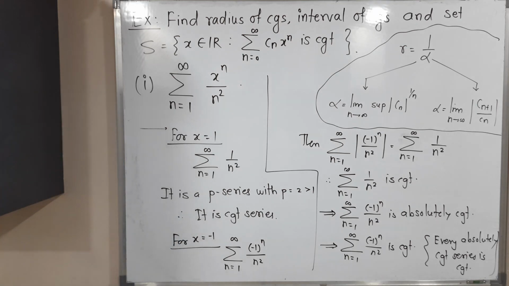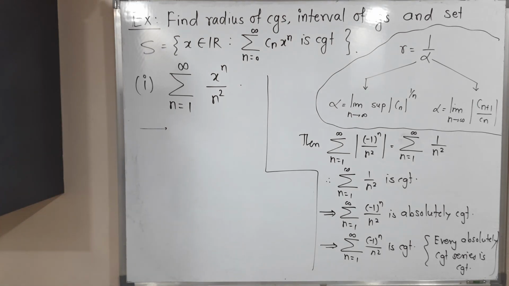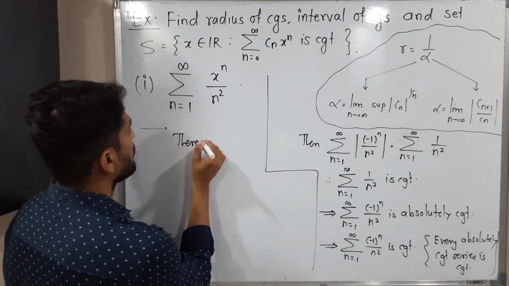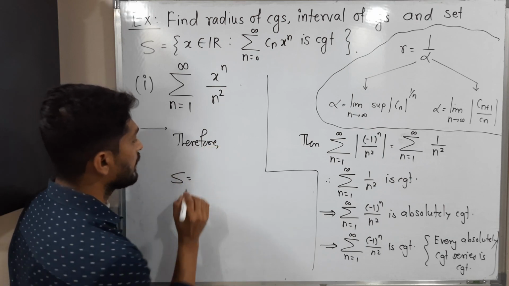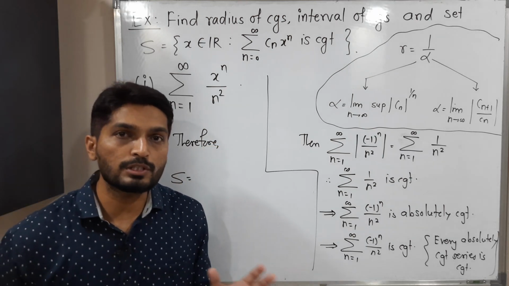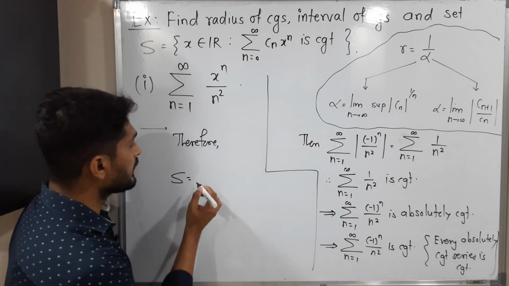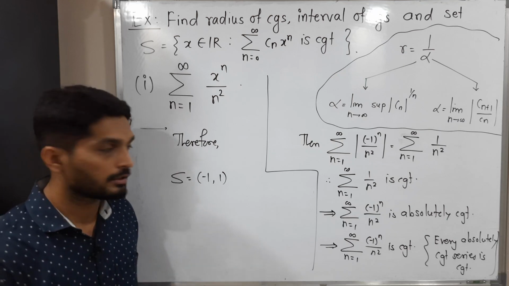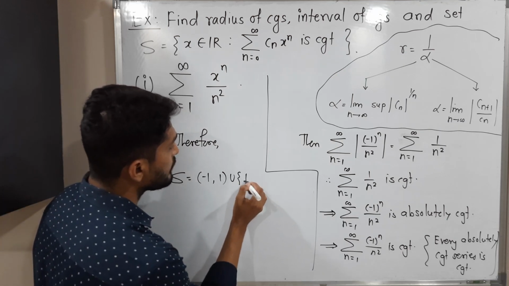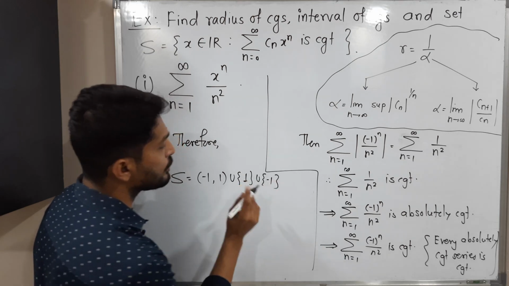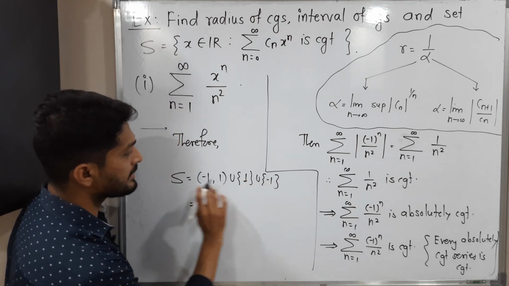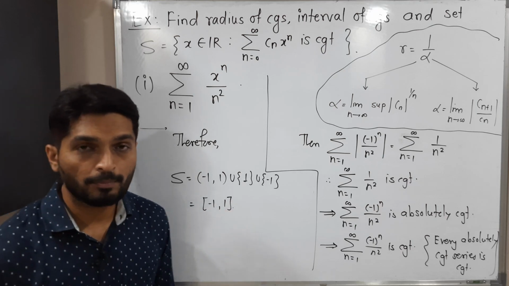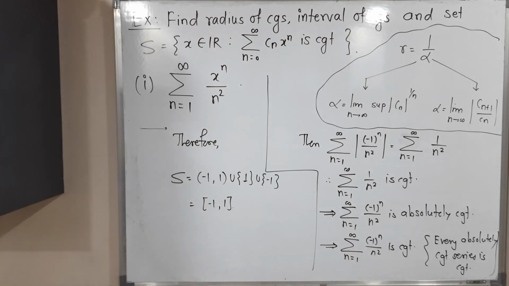So just make a screenshot of it, then I will write the next step. So therefore our set S means what? All real numbers for which the series is convergent. The interval of convergence is minus 1 comma 1. For those points the series is definitely convergent. As well as we proved for 1 it is convergent, and for minus 1 also it is convergent. So that's why the total set can be expressed in this way, closed interval minus 1 comma 1. So this is the required S. Make a screenshot of it, then I will go for the next example.